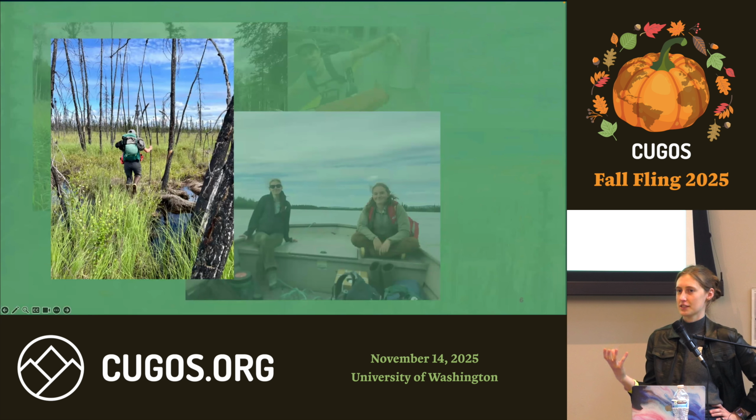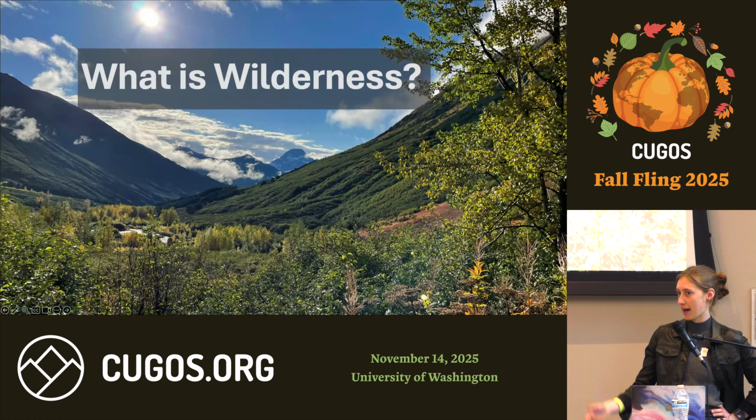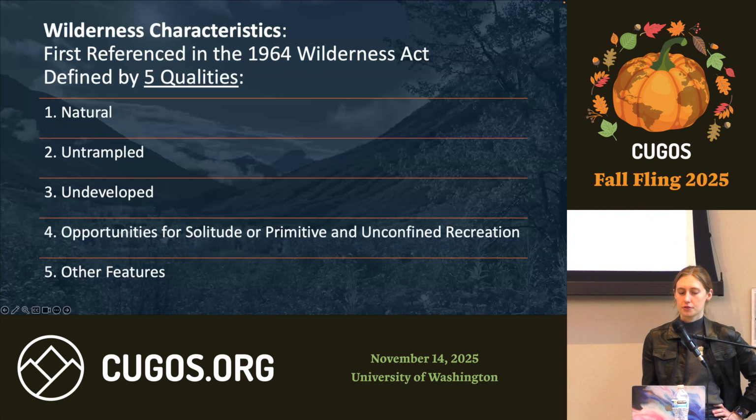Now that you really have a sense for how rural some of these plots are, I think it's a good time to ask this question: what is wilderness? And you see, I'm bringing things back to the title now. None of the FIA plots we visited were wilderness, as remote as they were. And here's why. So in the US, wilderness was first defined in 1964 by a set of 5 qualities called wilderness characteristics. And they are natural, untrampled, undeveloped, opportunities for solitude or primitive and unconventional recreation, and other factors.